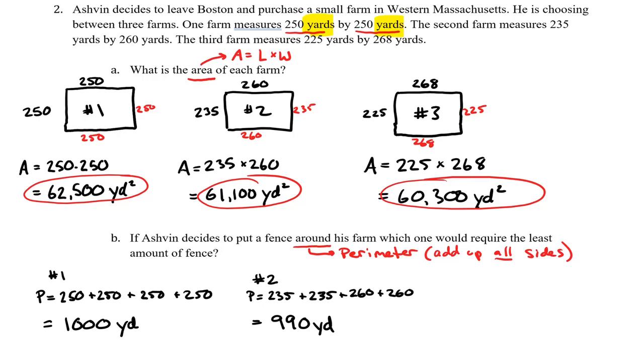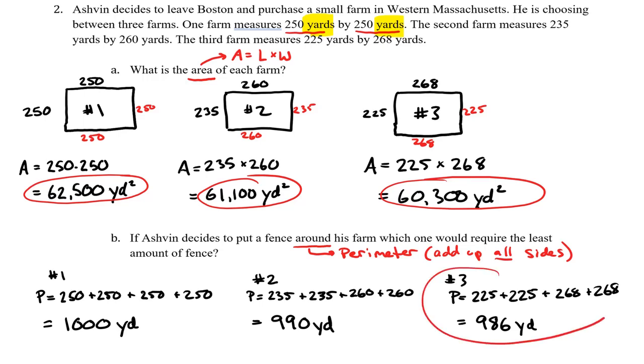So let's look at farm number 3. Same thing. The perimeter is equal to 225 plus 225 plus 268 plus 268 for a total of 986 yards. So it looks like farm number 3 is the farm that would require the least amount of fence. Like I said, you can't assume the smallest area means the smallest perimeter. Sometimes it works out that way. Sometimes it doesn't. All right, that should do it for this problem.